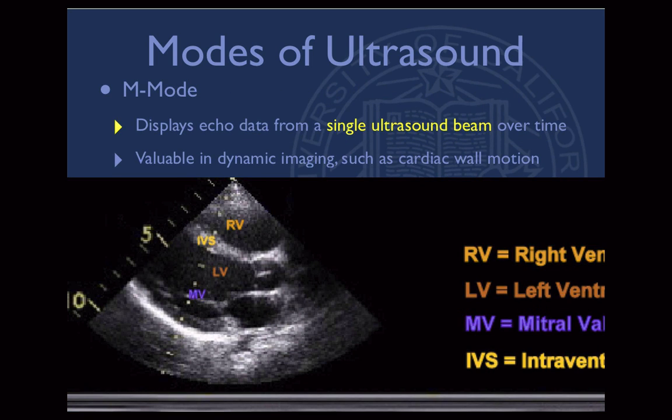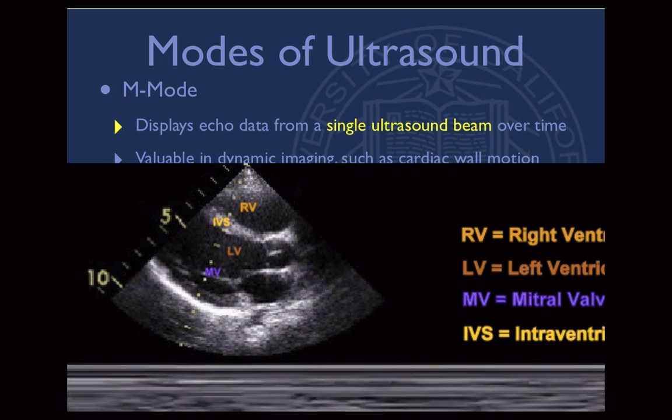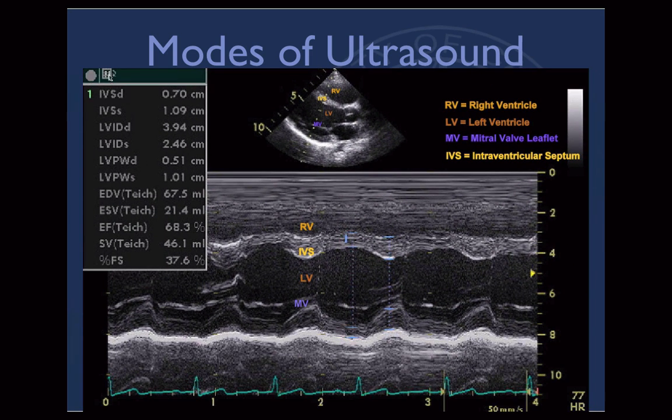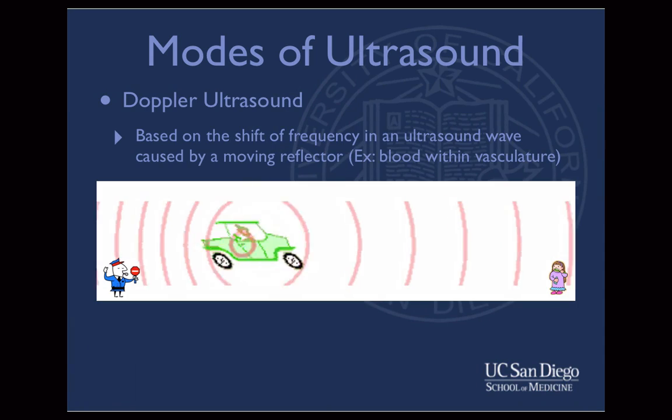M mode allows the display of echo data from a single ultrasound beam over time. This is illustrated by the bright yellow dotted line in the image. In this case, the heart continues to beat and data is collected from this single beam over a brief time period. This data is displayed as shown in this slide. M mode is valuable in dynamic imaging, such as cardiac wall motion or valvular leaflets.